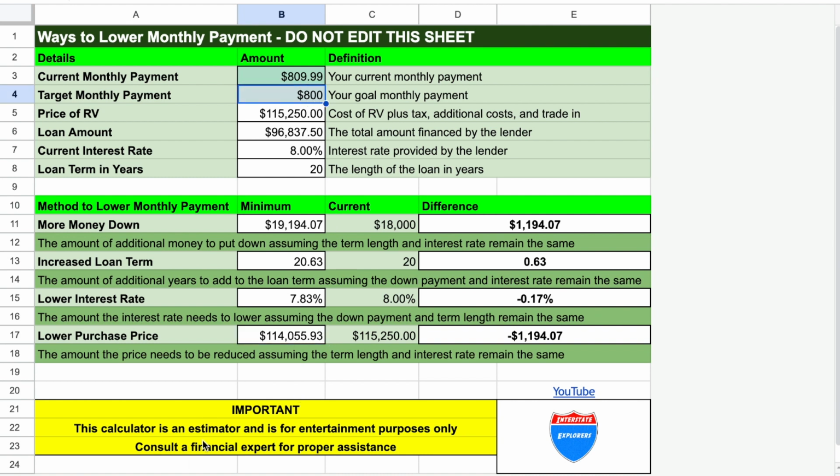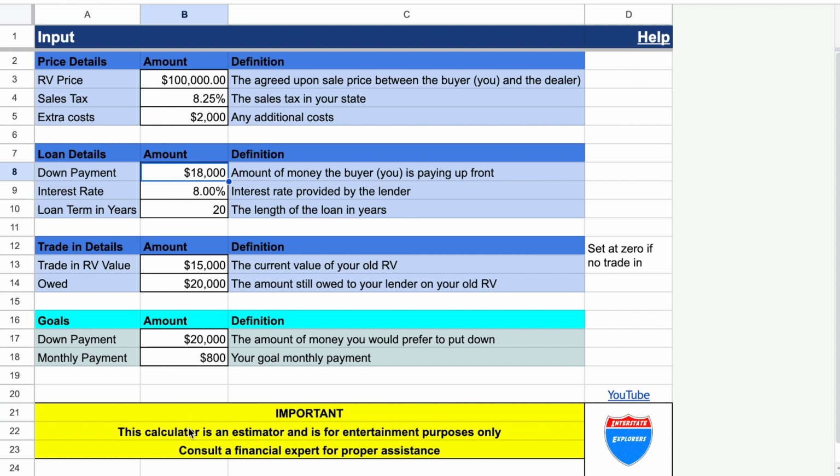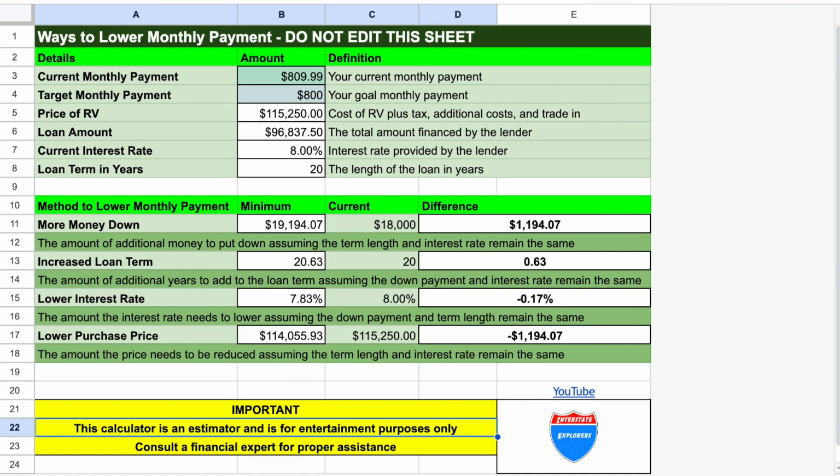So this calculator, like I said, it's an estimator. It's for entertainment purposes only. You can play around with some numbers, you can check the results, and then you can use this lower monthly payment tab to see how far off you are from your goals of your monthly payment.